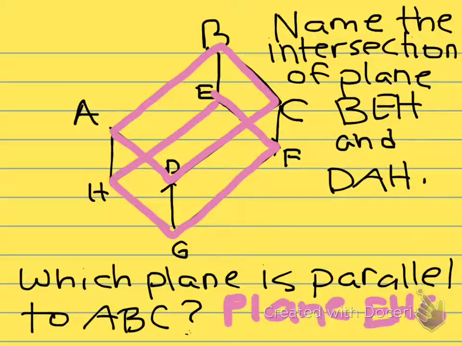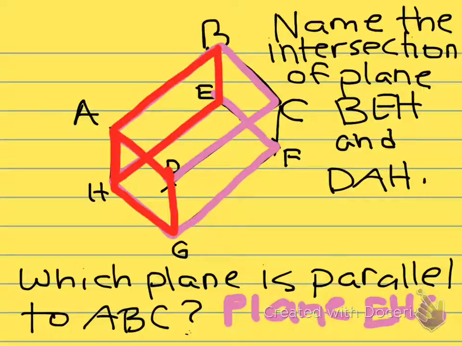And then we need to name the intersection of plane BEH and DAH. So we're going to trace those. BEH would be here. So that would mean this is the back side of the rectangular prism. And then we have DAH, which is here. So that would be the square face.